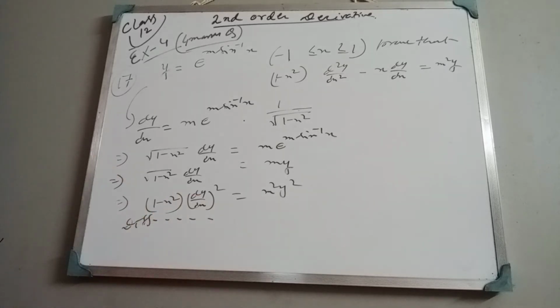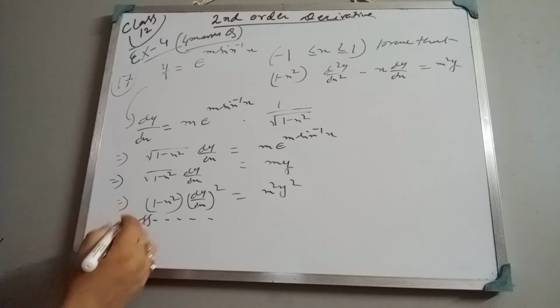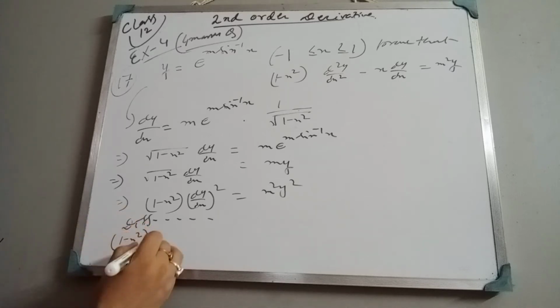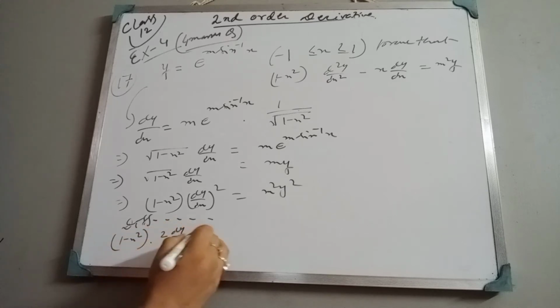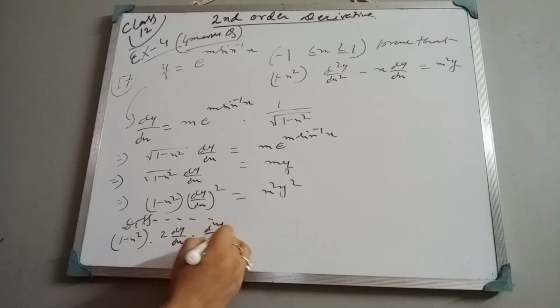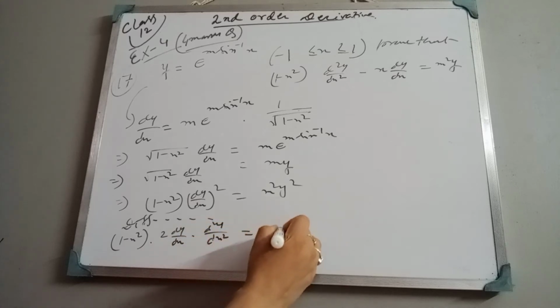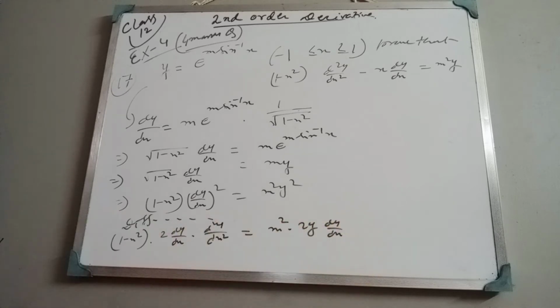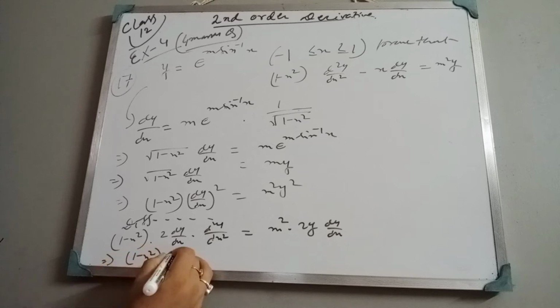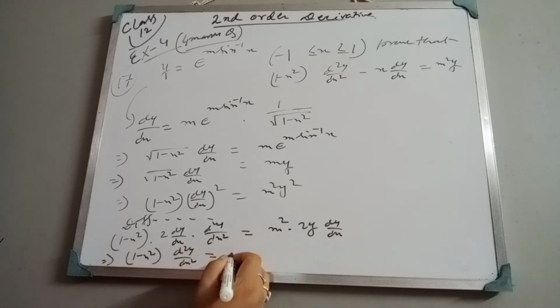Again differentiating both sides. What we will get? 1 minus x square as it is. dy dx whole square means 2 dy dx into d2y dx2 is equal to m square into 2y dy dx. Now 2 dy dx will be cancelled from both the sides, and what we will get? 1 minus x square d2y dx2, 2 dy dx cancelled, it is coming only m square y.